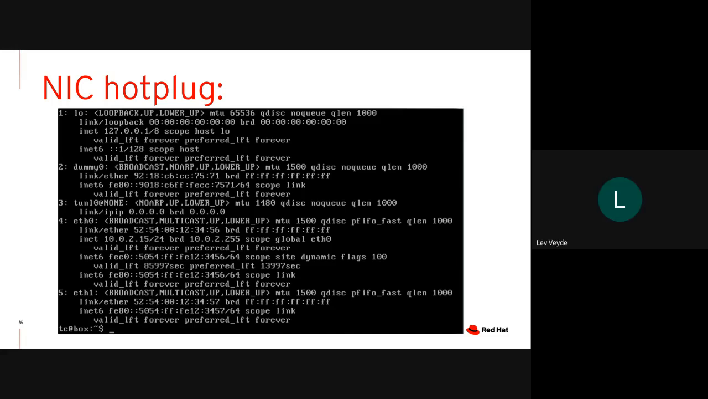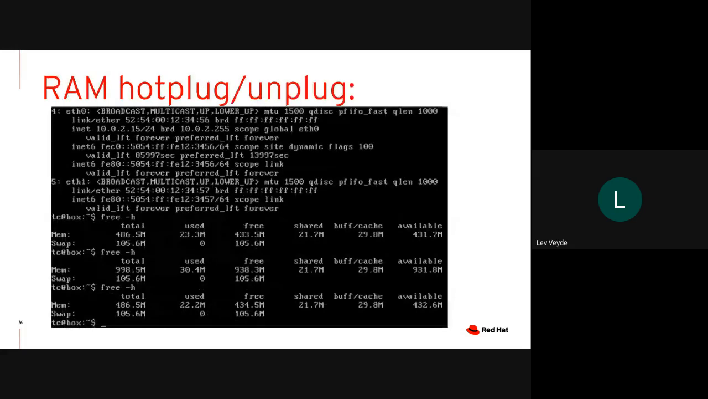So let me try to speed it up. So in this case, as you can see, we added a new adapter online and it became visible.